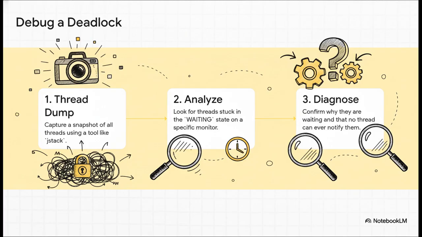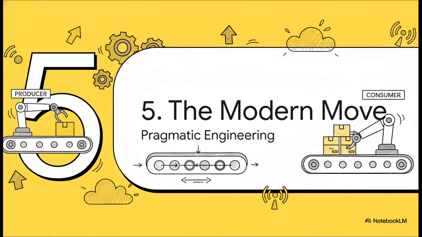And step 3, you diagnose the problem. You figure out why they're waiting, and you confirm that absolutely no other thread is in a position to ever notify them. That's your proof. Man, you've navigated every single trap they've thrown at you. Now comes the final question. This is the one that separates someone who just memorized the solution from a truly pragmatic engineer.